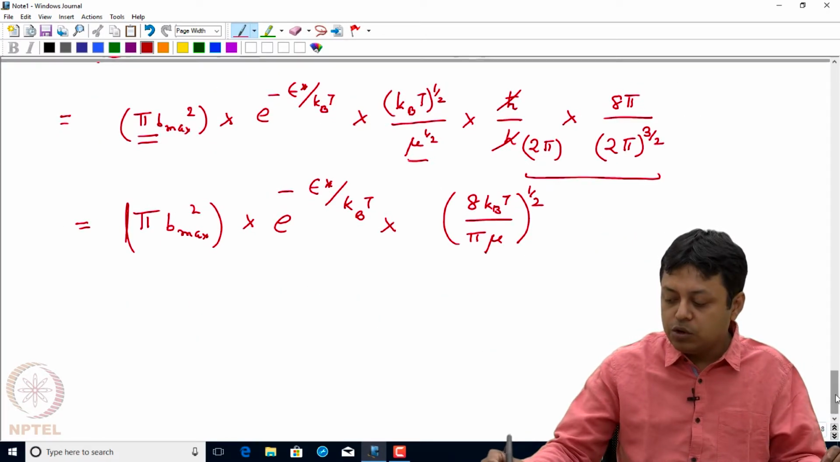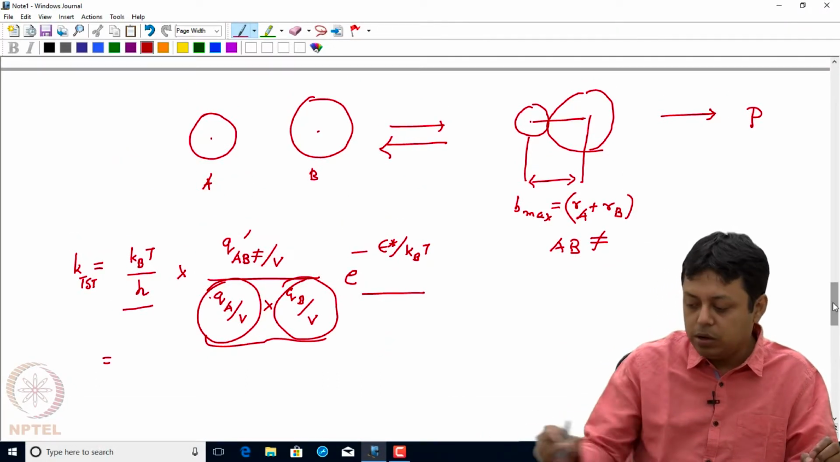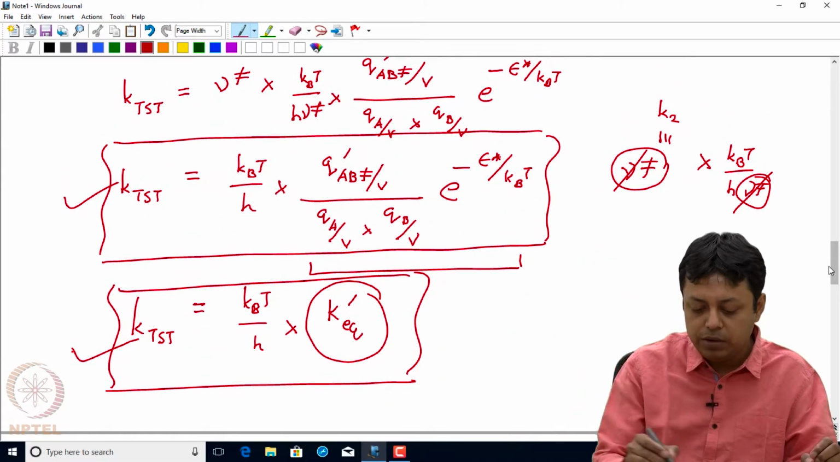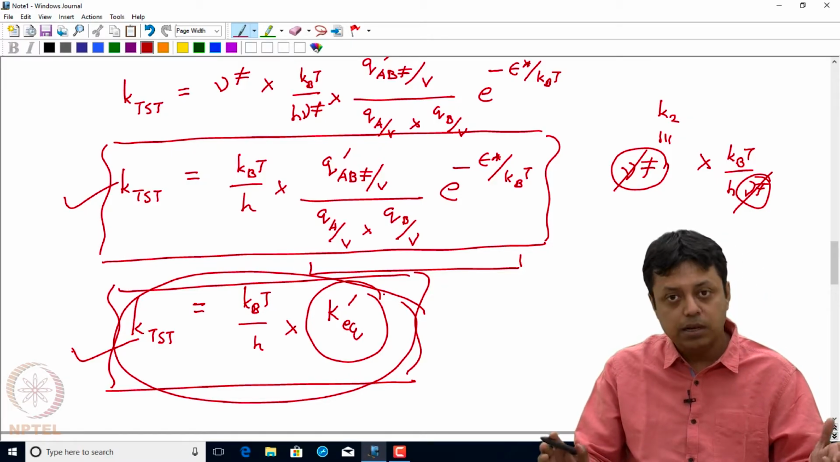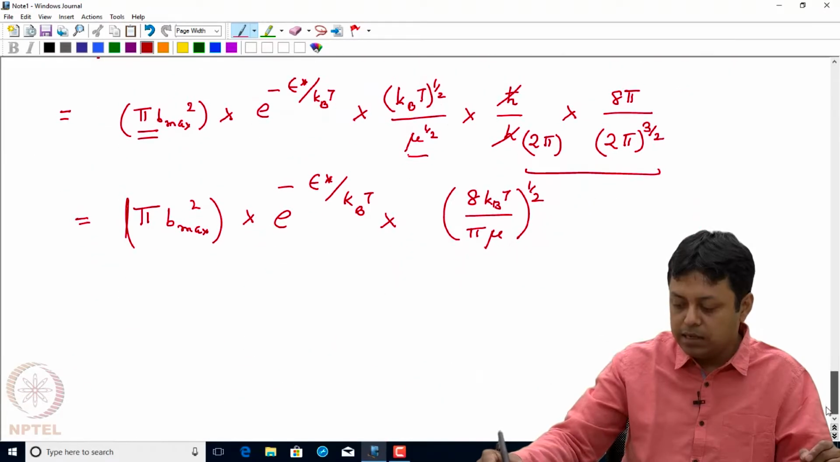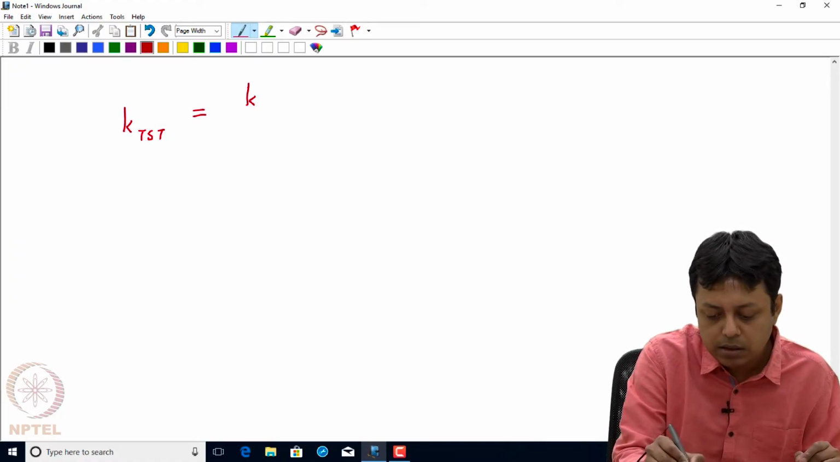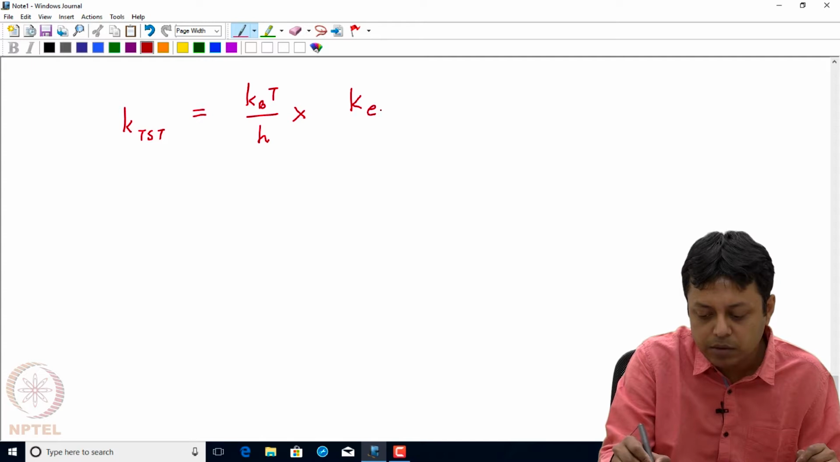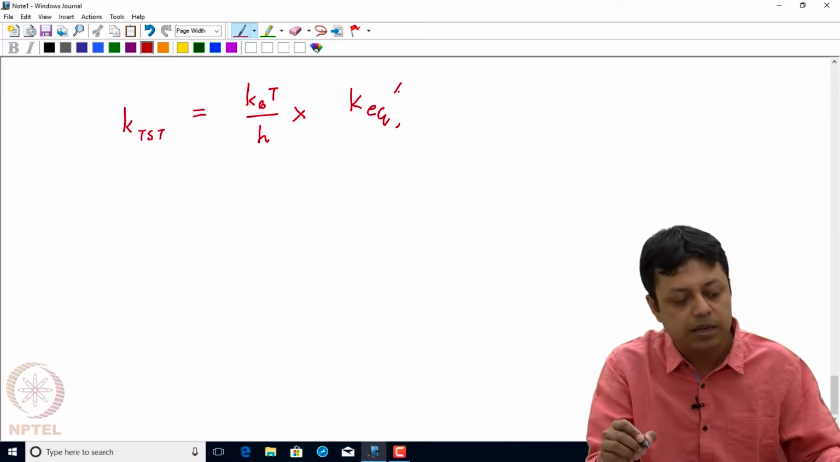All right, now let us go back and look at the other expression, not for collision theory but for transition state theory, where we showed that the expression can be written as kBT by h into some equilibrium constant. Now we can rewrite it as kTST is nothing but kBT by h into some equilibrium constant for reactant to transition state equilibrium, but with the prime, and the prime denotes that one degree of freedom is less.